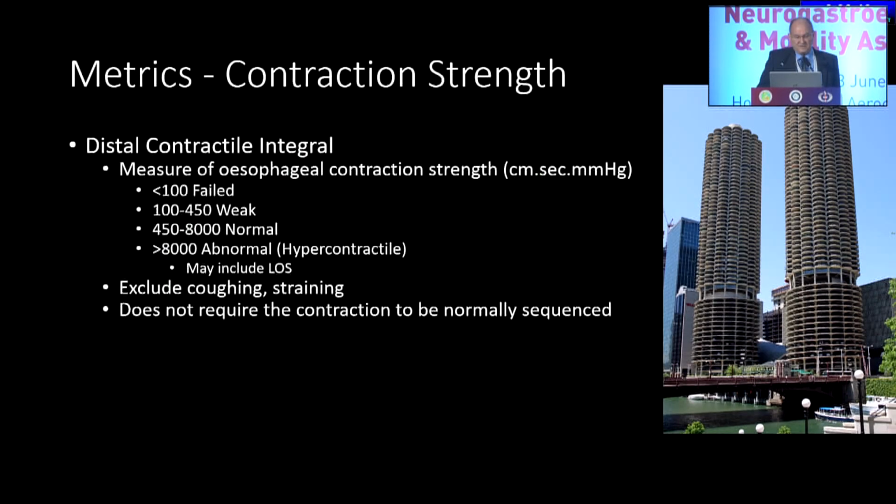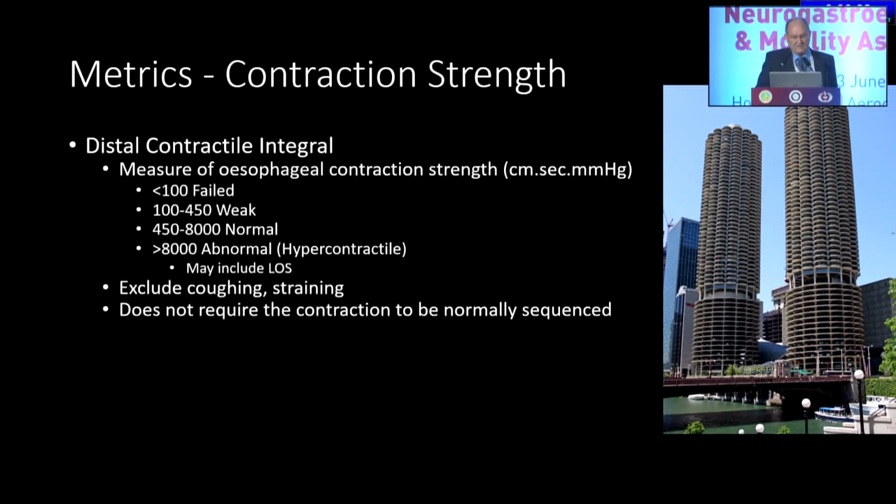Another metric is the contraction strength. So this is the distal contractile integral. And this is a measure of esophageal contraction strength, as I said, the volume under the pressure time distance curve. And the integral defines the level of esophageal contractile strength. So less than 100 we say failed, 100 to 450 weak. There's quite a wide range of normal, and then above 8,000 clearly abnormal, and that can be including the LOS or not. We have to exclude things like coughing and straining, which can cause pressures that are not due to the contraction.